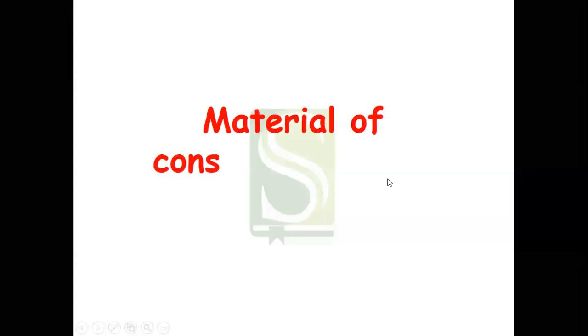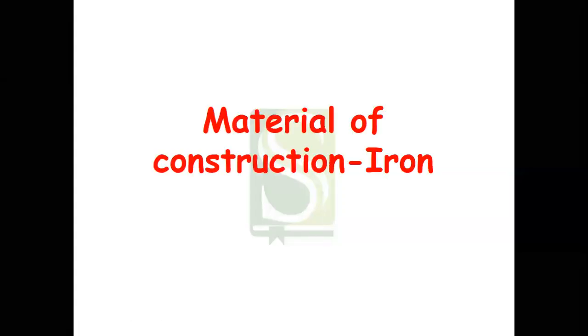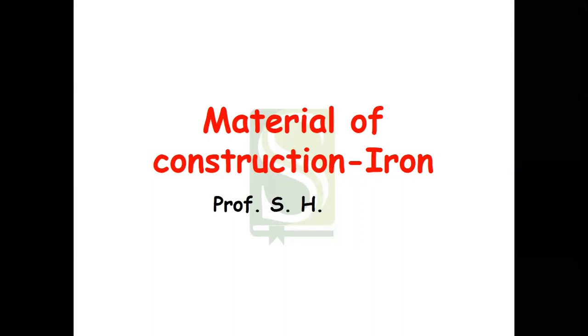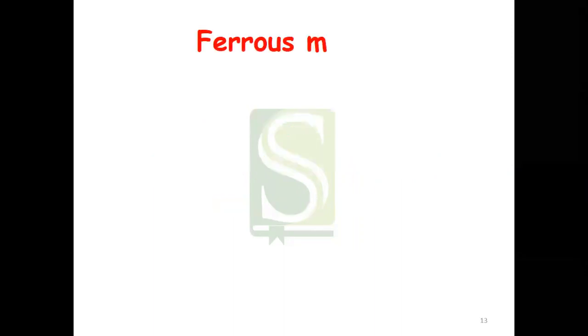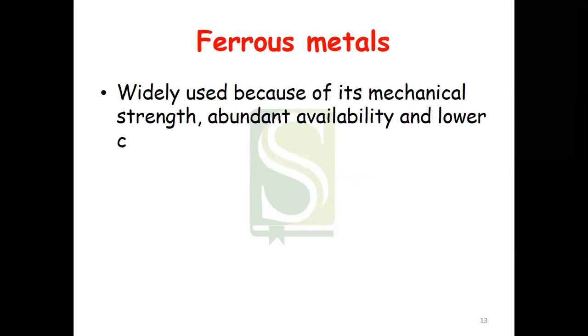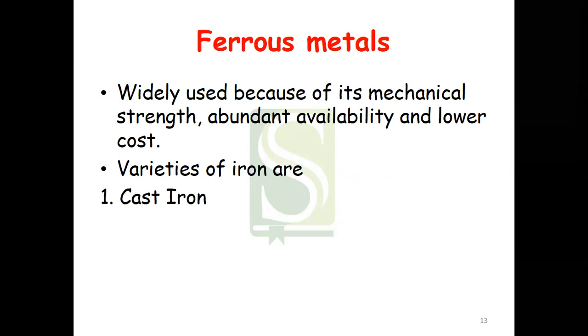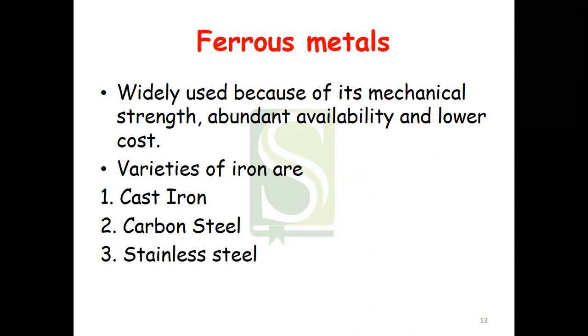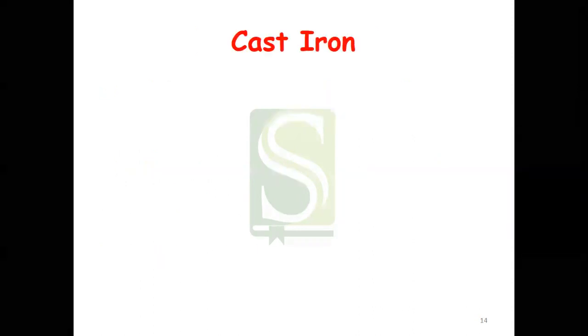Welcome, dear friends. Today we are going to see iron as a material of construction. So let us see the ferrous metals. Ferrous metals are widely used because of their mechanical strength, abundant availability, and lower cost. Varieties of iron are available like cast iron, carbon steel, stainless steel, etc.